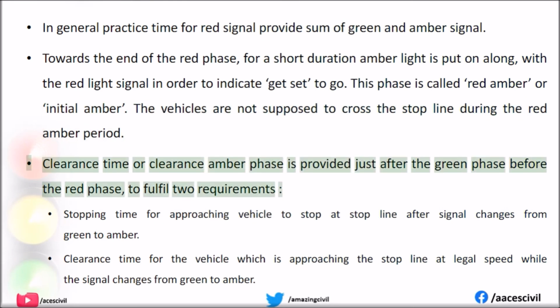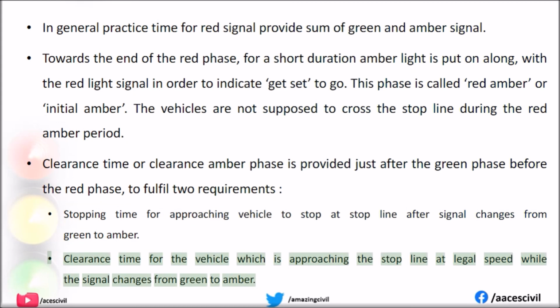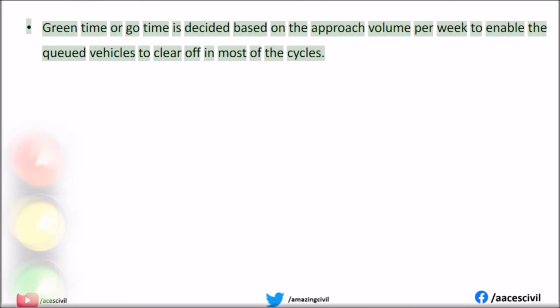Clearance time or clearance amber phase is provided just after the green phase before the red phase, to fulfill two requirements. Stopping time for an approaching vehicle to stop at the stop line after the signal changes from green to amber. Clearance time for the vehicle which is approaching the stop line at legal speed while the signal changes from green to amber. Green time or go time is decided based on the approach volume per cycle to enable the queued vehicles to clear off in most of the cycles.